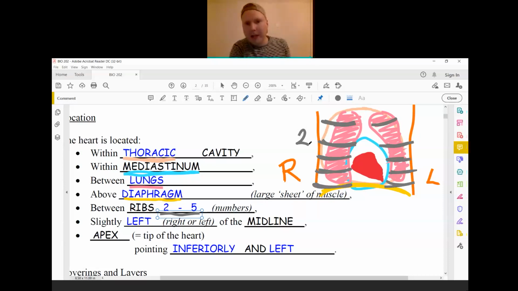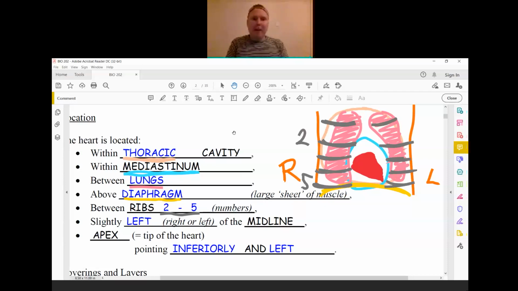So the heart is located between the second and fifth rib. If you ever have to position, for example, any ECG leads on someone's chest and you're not quite sure where the heart is located, you can simply feel where the first rib is and then count down from there. The heart is between the second and fifth rib.